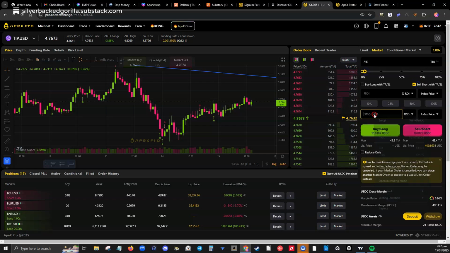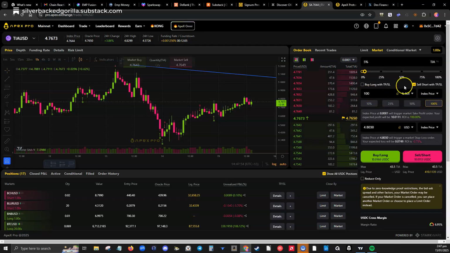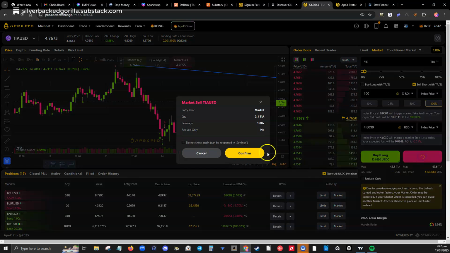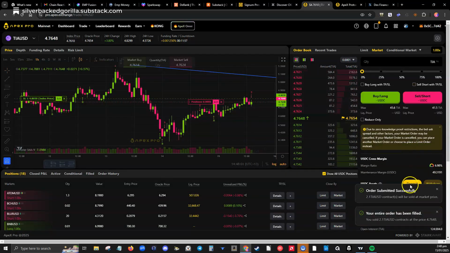Sell short. There's a stop loss there. And then 100 percent will give me $10 if I'm right. Sell short. Thank you very much. And that's it. That's basically it. That's the total portfolio.